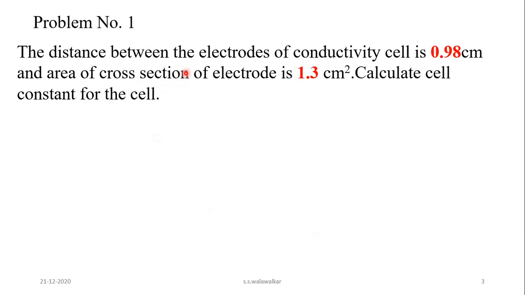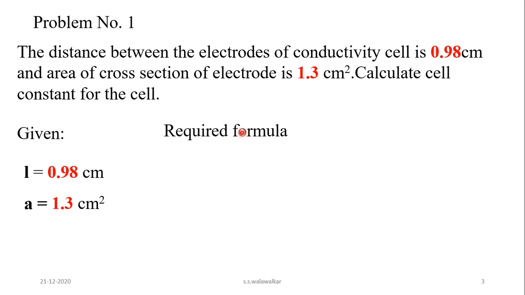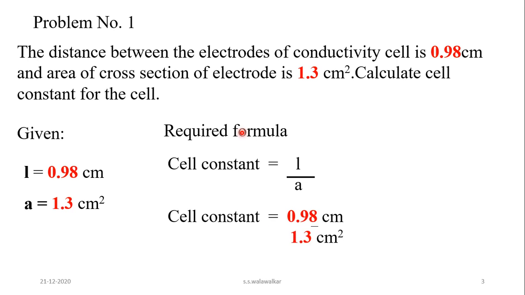The distance between the electrodes of a conductivity cell is 0.98 centimeter and the area of cross section of the electrode is 1.3 centimeter square. Calculate the cell constant for the cell. Very simple problem. What is given? L is given, 0.98 centimeter. A is given, 1.3 centimeter square. So you can use the formula cell constant is equal to L by A. So cell constant is equal to 0.98 centimeter divided by 1.3 centimeter square.